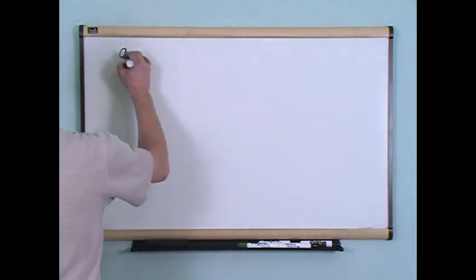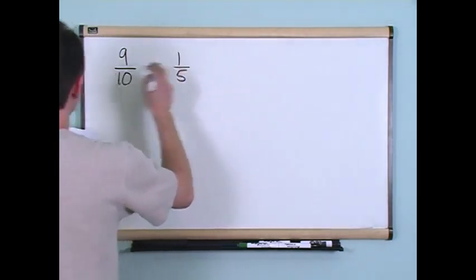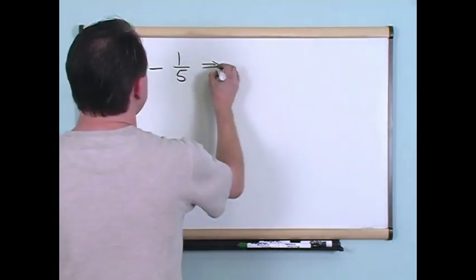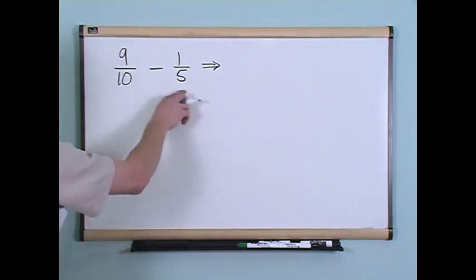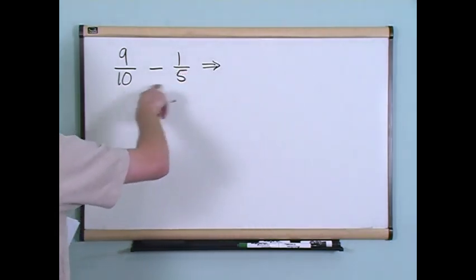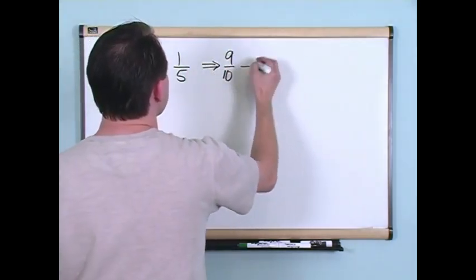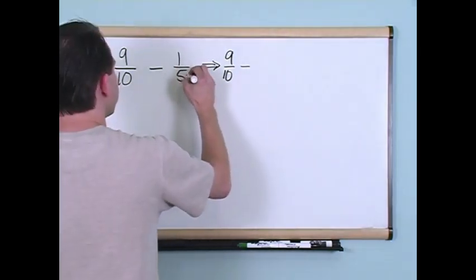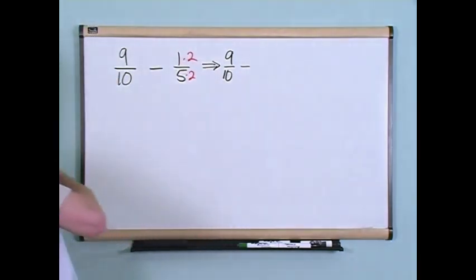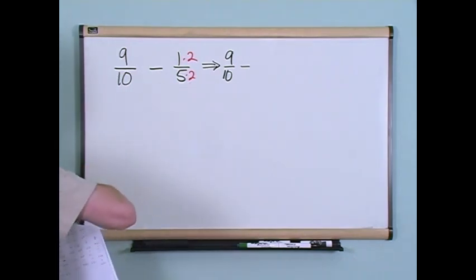What if you have 9/10 minus 1/5? Well, 9/10 minus 1/5. I know that I can multiply this number times 2, and that'll give me a 10. So we're going to change the problem. What we're going to do is multiply the bottom times 2 and the top times 2. Why are we doing that? Because we want to make the bottom of this equal to 10.